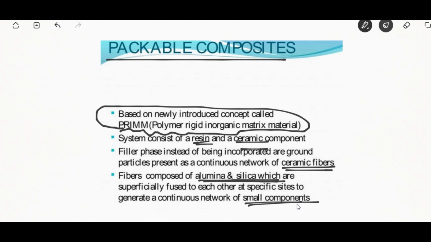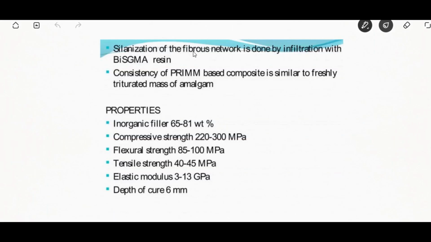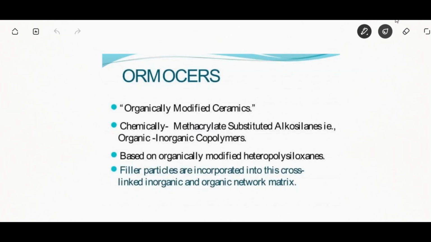These fibers are composed of alumina and silicon dioxide. They have improved mechanical properties because of the ceramic fibers. They have improved handling properties because of the presence of irregular porous fillers, fibrous fillers and resin matrix. The next are the organically modified ceramics.